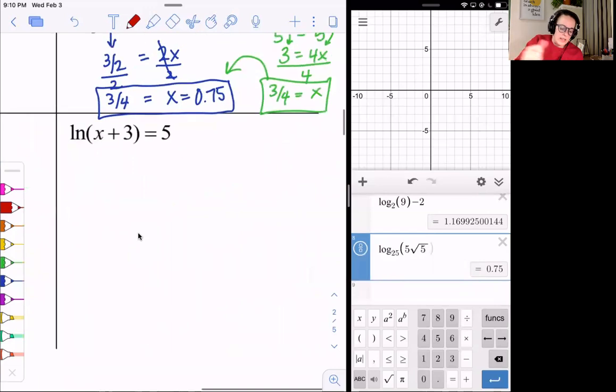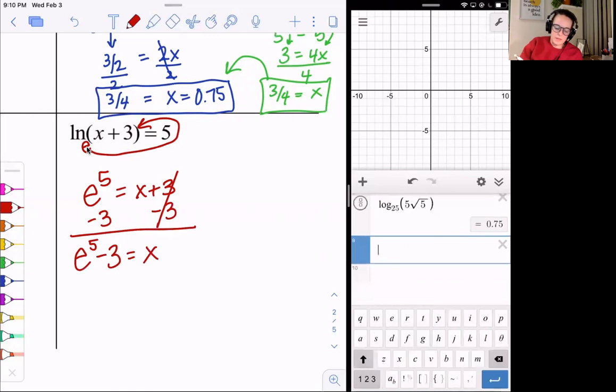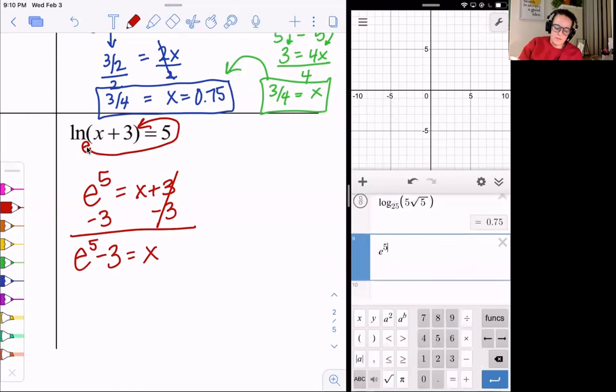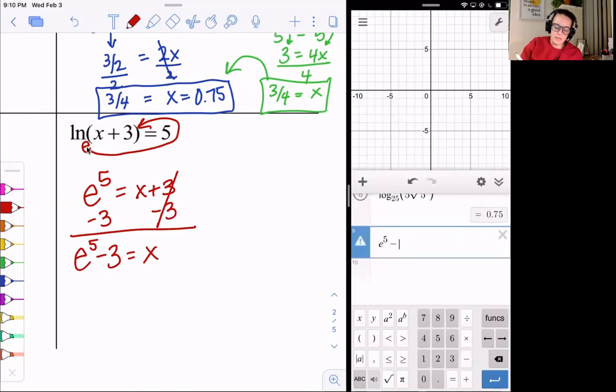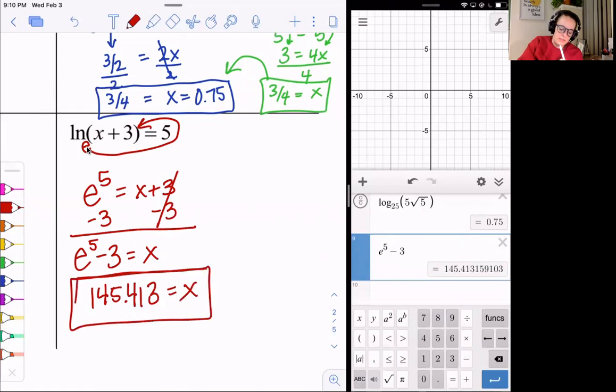All right, let's do one last problem. So x is in our log, so we have to use our strategy. I know ln always has a base of e, so e to the power of 5 equals x plus 3. I'm going to subtract 3 on both sides. I get e to the power of 5 minus 3 equals x. So we go here, e to the power of 5 minus 3. I get 145.413 equals x. This is my answer here.